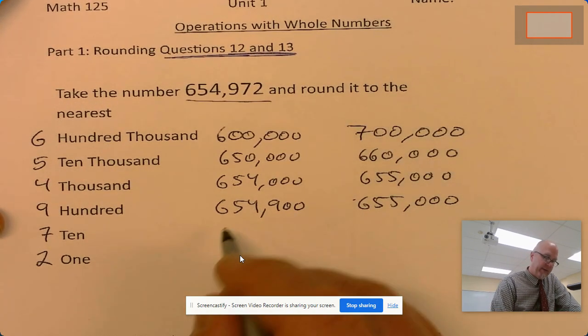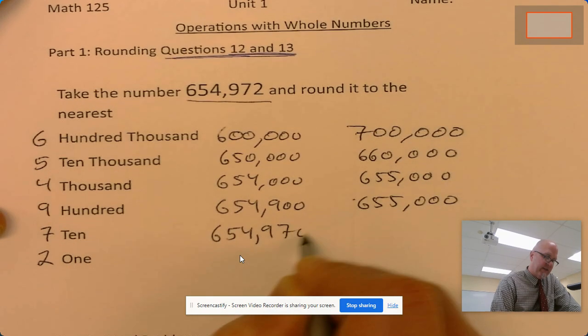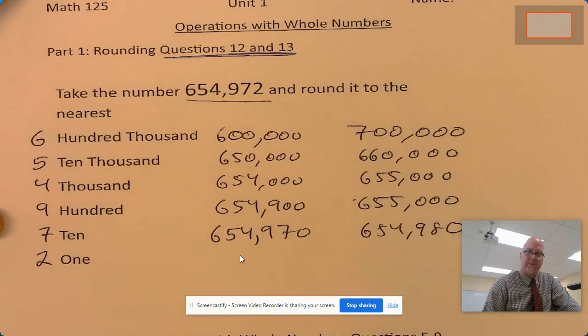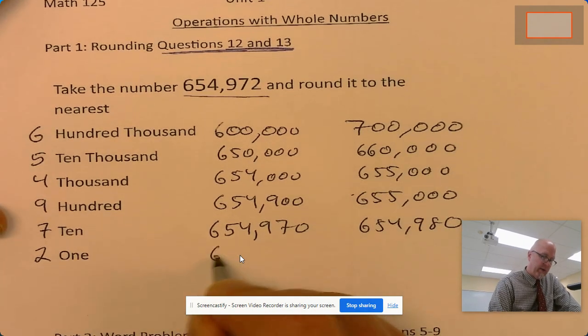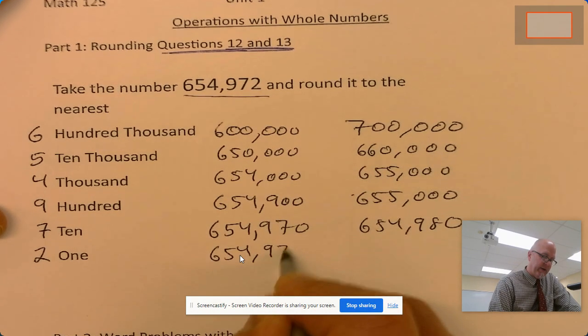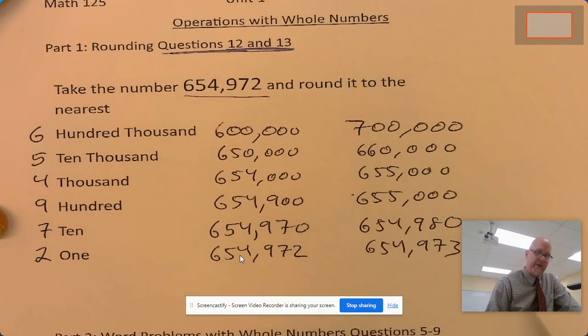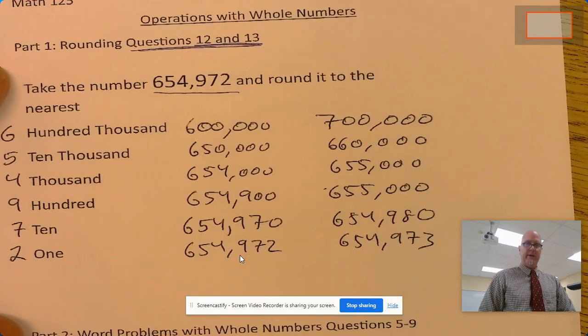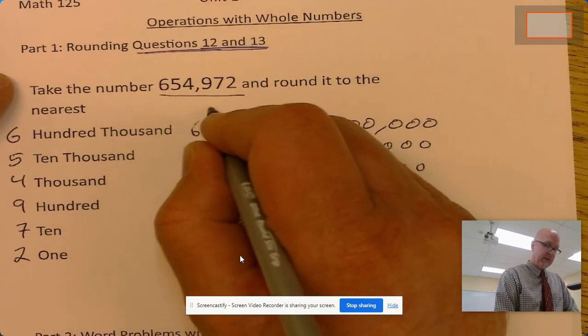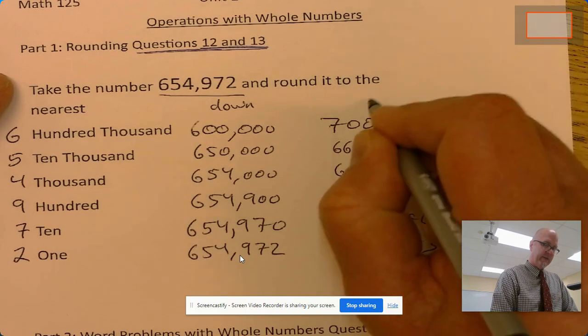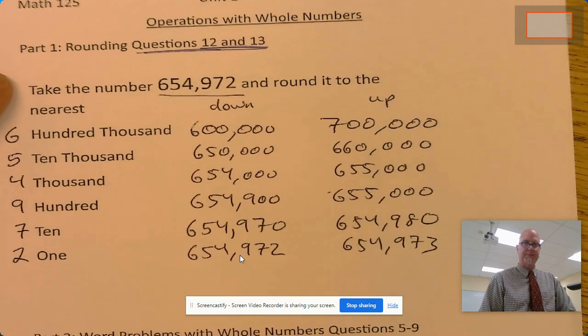Rounding to the nearest 10, you're going to have your 654,970 and your 654,980, and then rounding to the nearest 1 was 654,972, 654,973. So what I've done here is talked about this is when you round it down, and this is when you round something up.